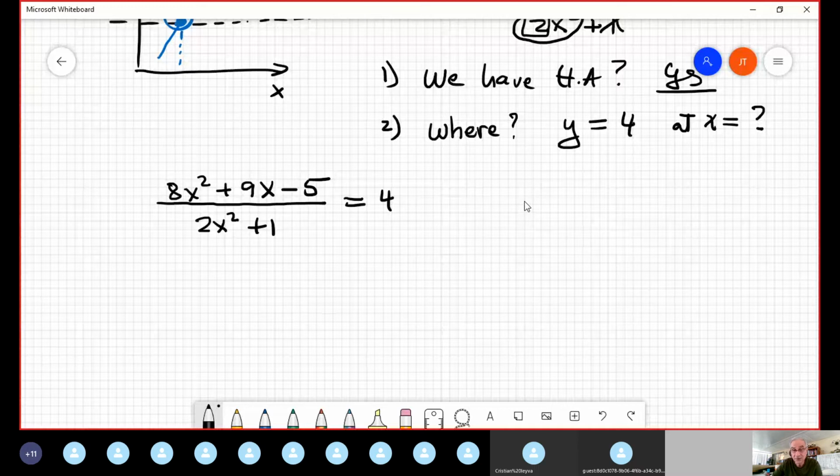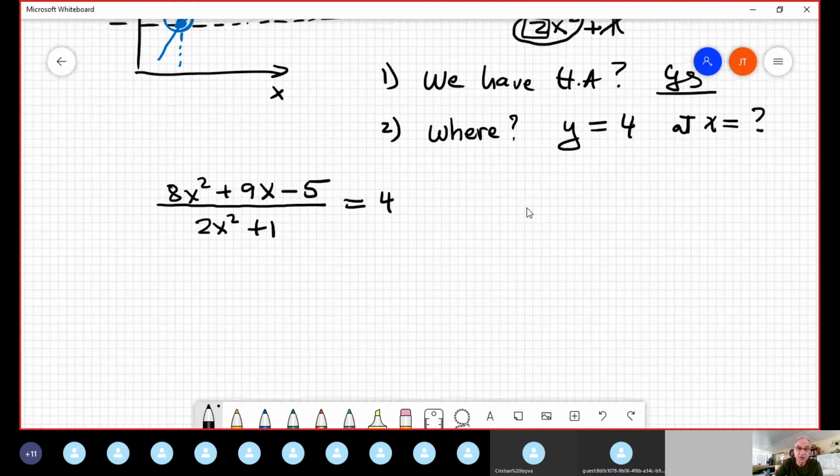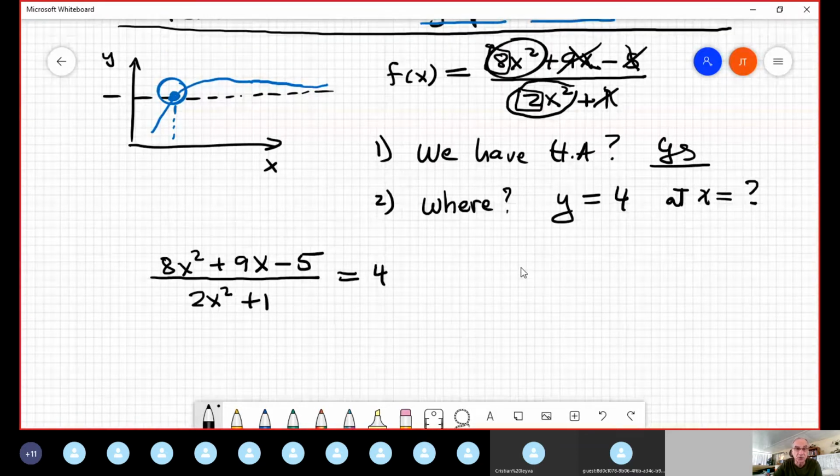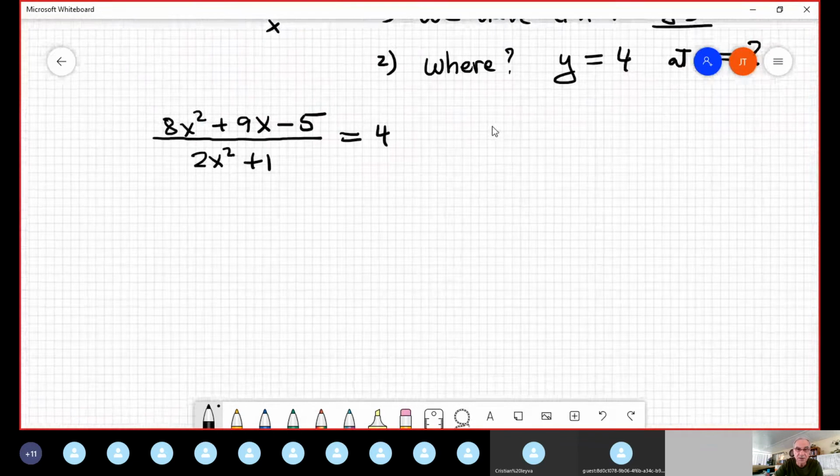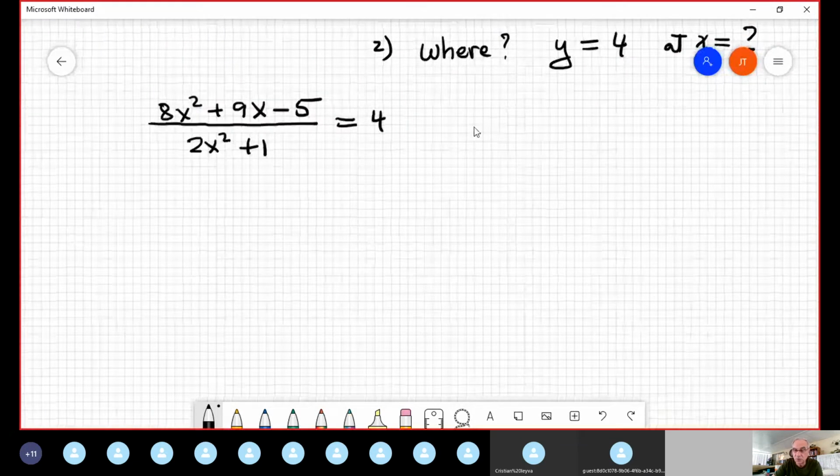Sometimes it happens that this equation has no solutions. If we have no solution, it's because the graph, the blue curve, never crosses the horizontal asymptote. But in this case, I found one example where yes, we have a solution, and it is super easy to manipulate this equation because you can consider it like a proportion and apply cross multiplication.